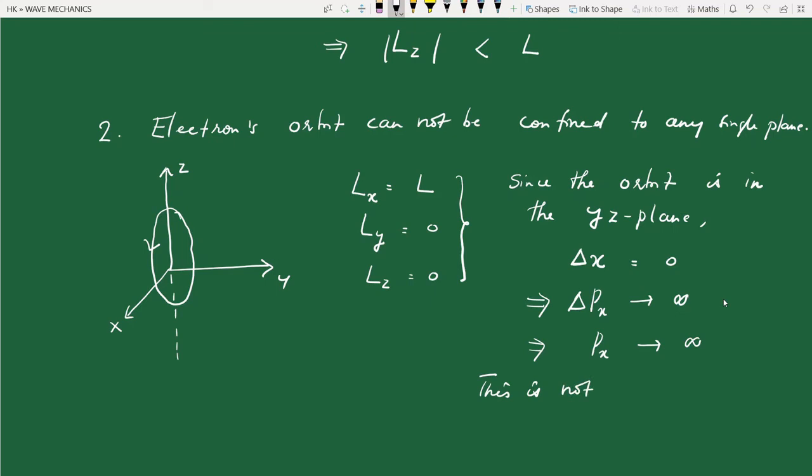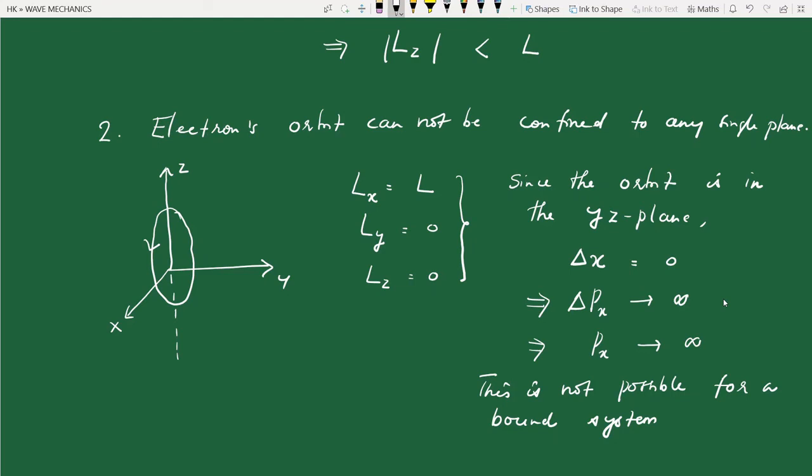This is not possible for a bound system. Remember, the electron is bound to the nucleus in the hydrogen atom. So this is not possible for a bound system. Whenever we think that the electron's orbit is confined to any single plane, this problem always happens. Perpendicular to that plane, the uncertainty in position will be 0, so the uncertainty in momentum tends to infinitely large, which is not possible for any bound system. It means that the electron's orbit cannot be confined to any single plane.